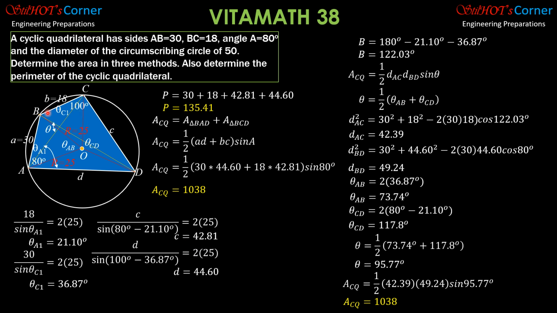Then the third way is area of cyclic quadrilateral is 1 half AB sine angle B plus 1 half CD sine angle B. So area of cyclic quadrilateral is 1 half of AB 30 times 18, plus CD 42.81 times 44.6, sine of angle B. The explanation is area of triangle plus another area of triangle, 1 half product of adjacent sides sine of included angle. So area of cyclic quadrilateral is equal to 1038 square units also.